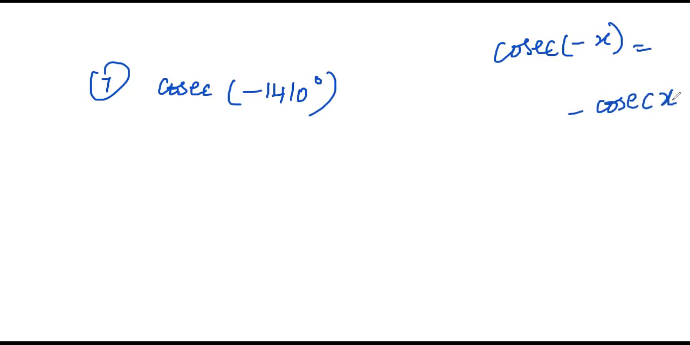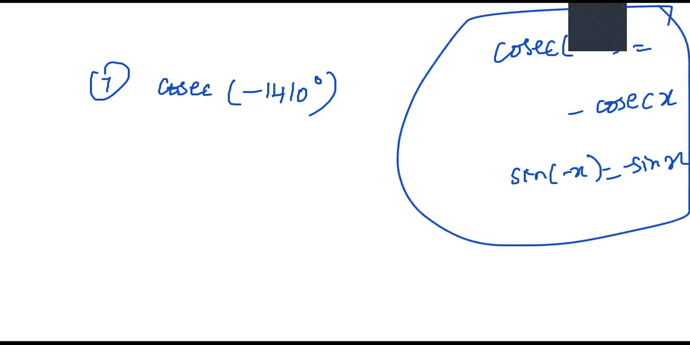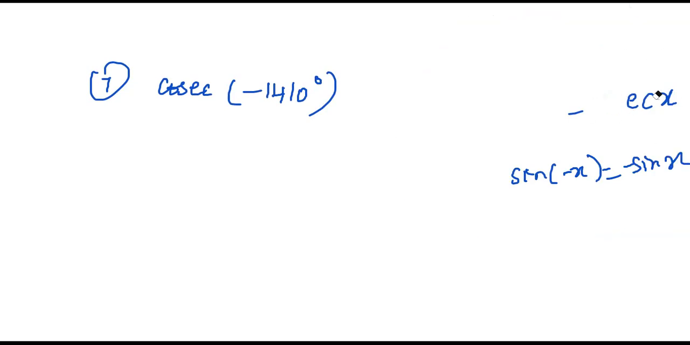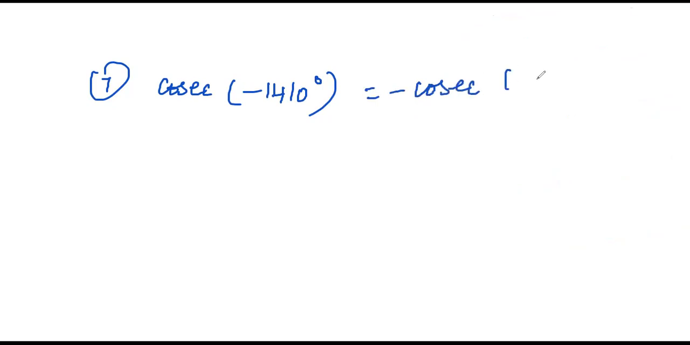Because cos of minus theta will turn into positive cos. Okay, I'll send you those important formulas, Srishti. Learn those by heart. For cosecant and sine, you will have the same. Sine of minus x is minus sine x. Cosecant of minus x is minus cosecant x. Okay, remember that. So you can rewrite this question as minus cosecant of 1410 degrees.